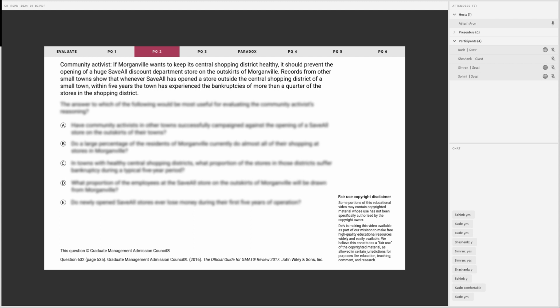So you've got Morganville, and there's a central shopping district. Let's call this CSD. And possibly there's going to be a Save All opening on the outskirts. Let's call that SA. And the reason that the community activist gives us is that whenever a Save All has opened in a small town, outside the central shopping district, within 5 years, the bankruptcy rate is more than a quarter of the stores. So the bankruptcy rate is more than 25%.